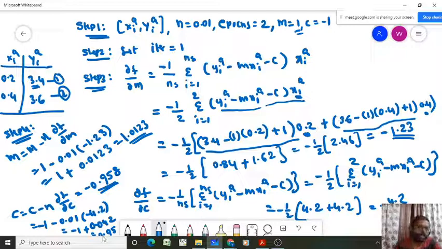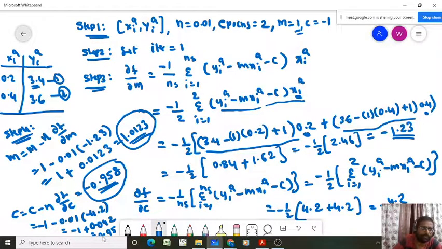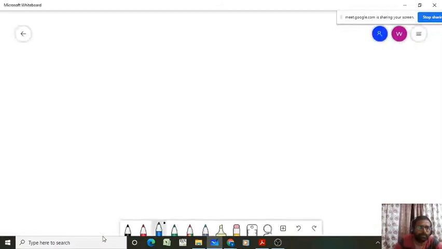So now our step 4 is completed. Once step 4 is completed, you have to remember these two values, 1.0123 and minus 0.958. So I am taking 1.01 and minus 0.96. So step 4 is completed. In step 5, what we have to do is update our iteration count: iter equal to iter plus 1, that's it, right? So iter plus 1 is equal to 1 plus 1, that's equal to 2.